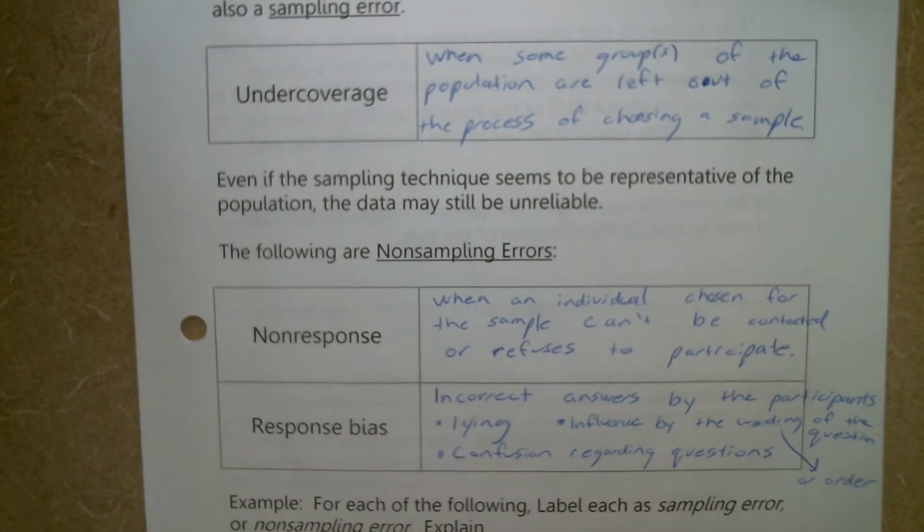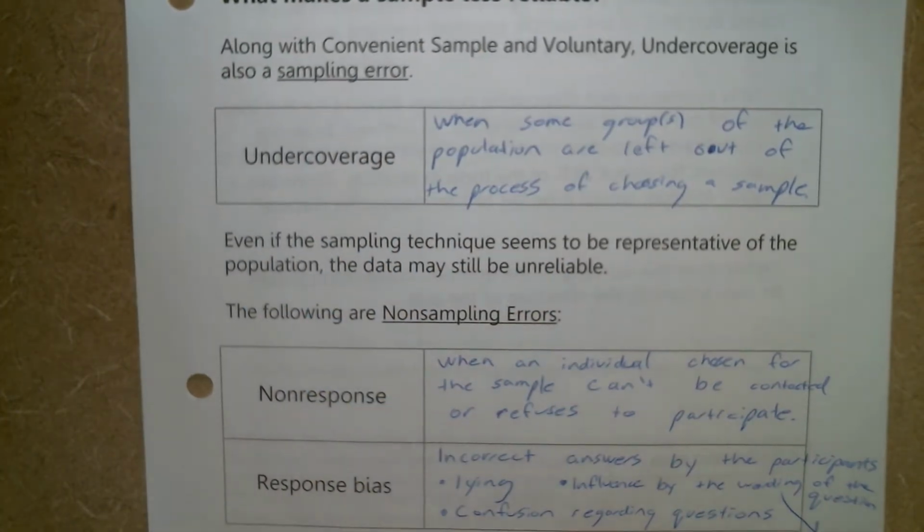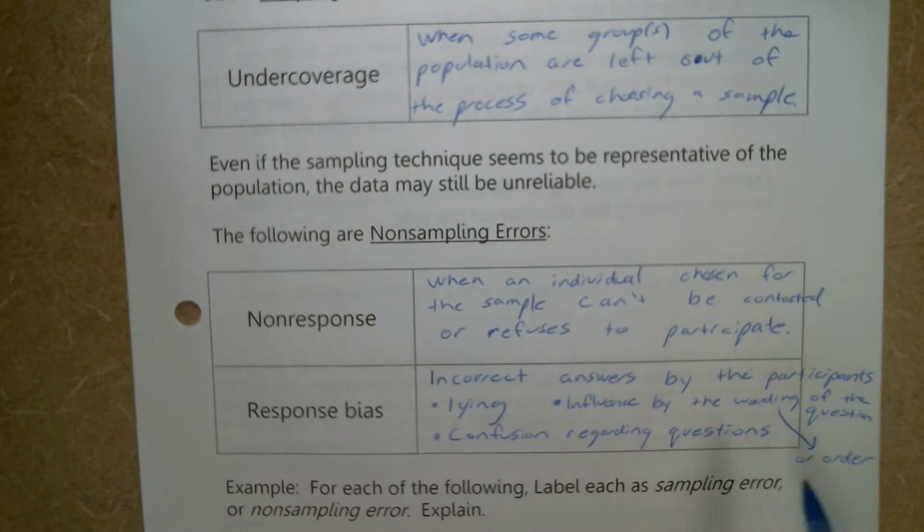Now the response bias piece may or may not be your fault. If you poorly worded the questions, yeah, that's on you. If you used leading language, yeah, that's on you. But it still has nothing to do with the selection of the group. All right. So sampling errors deal with the selection of the group, how you selected the group, and did you do it correctly or did you miss something? Non-sampling errors are what happened after you've selected the group. Either they didn't respond or they gave you incorrect or misleading answers, and it could be for any number of reasons.